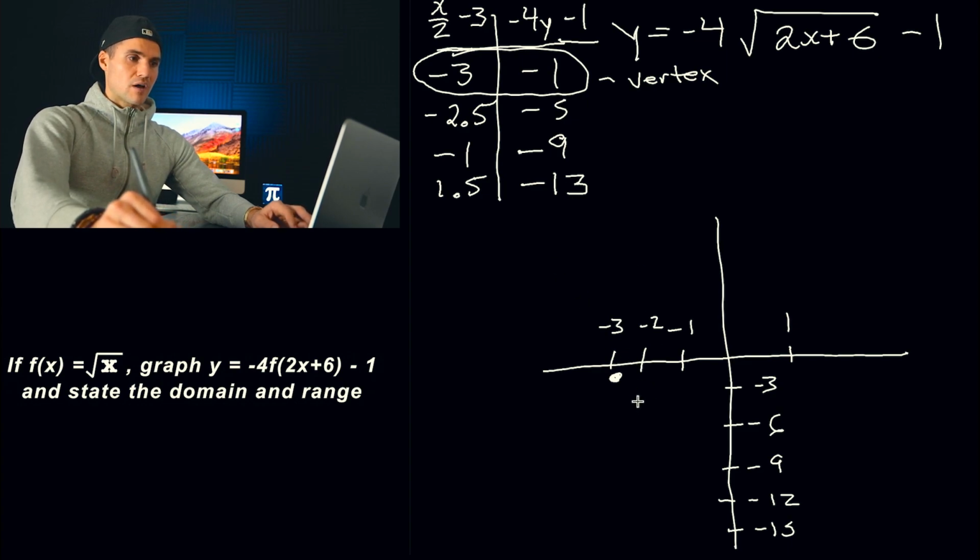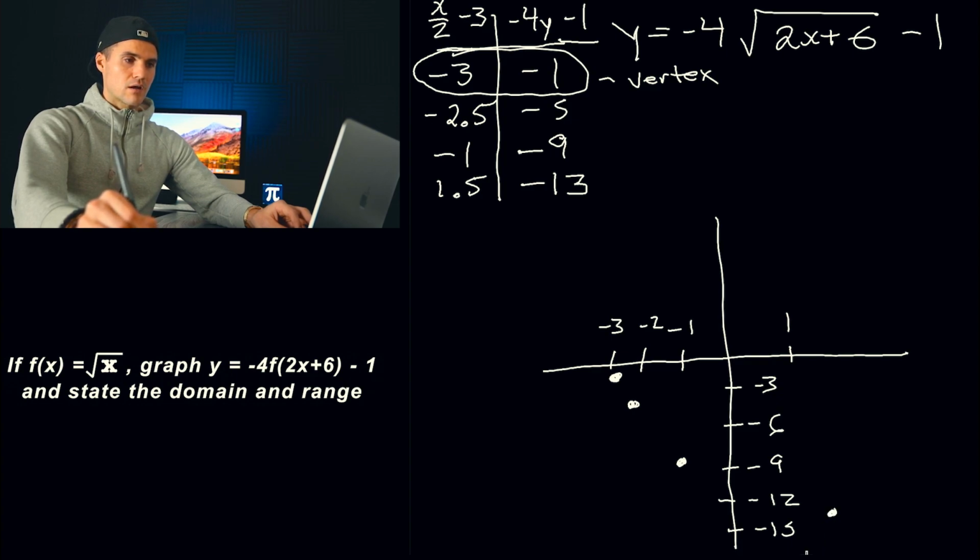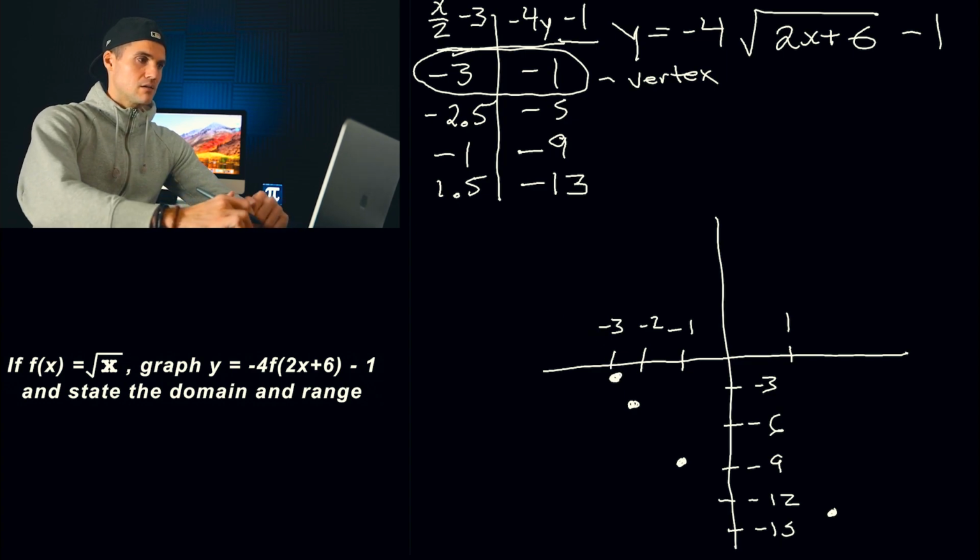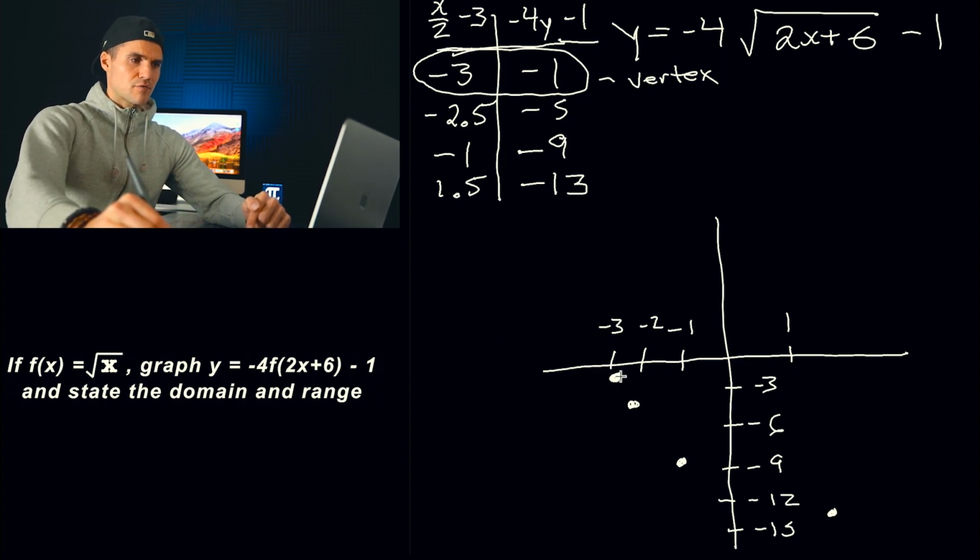And then we got -2.5, -5, that's down here, let's say. No, it's more over here. -1, -9, that's down here. And then we got 1.5 and -13, that's going to be right there. Not to scale. This is just a rough graph, but if you were to graph this on graph paper, it would be better. And then it's basically looking like that.